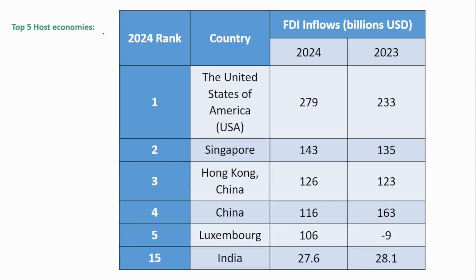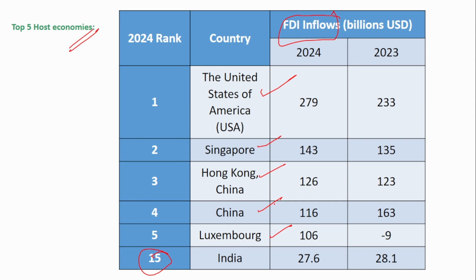Next, top 5 host economies. Top 5 host economies means maximum FDI inflows. First, the maximum FDI was into the USA, next Singapore, next Hong Kong, next China, next Luxembourg, and we are in the 15th position, which we have already discussed in the previous slide.